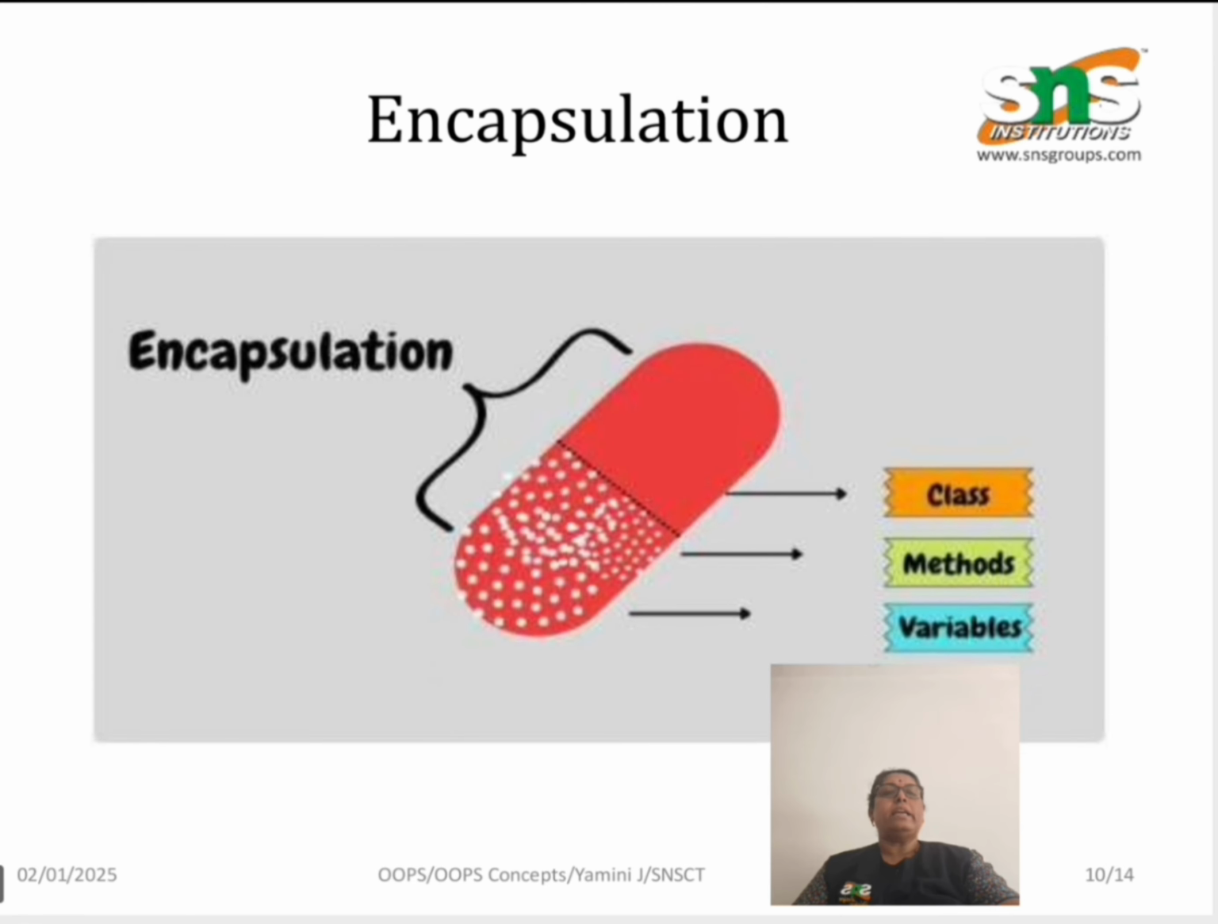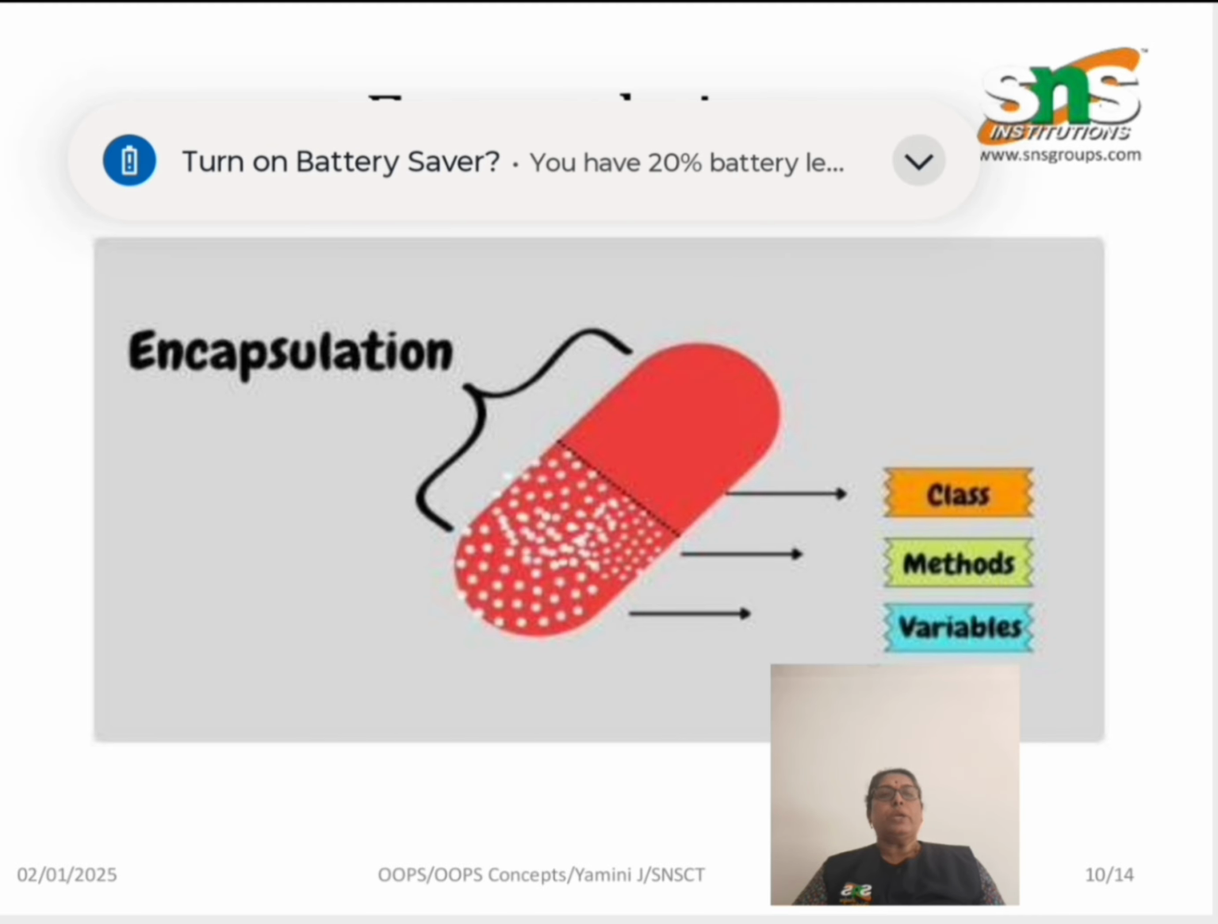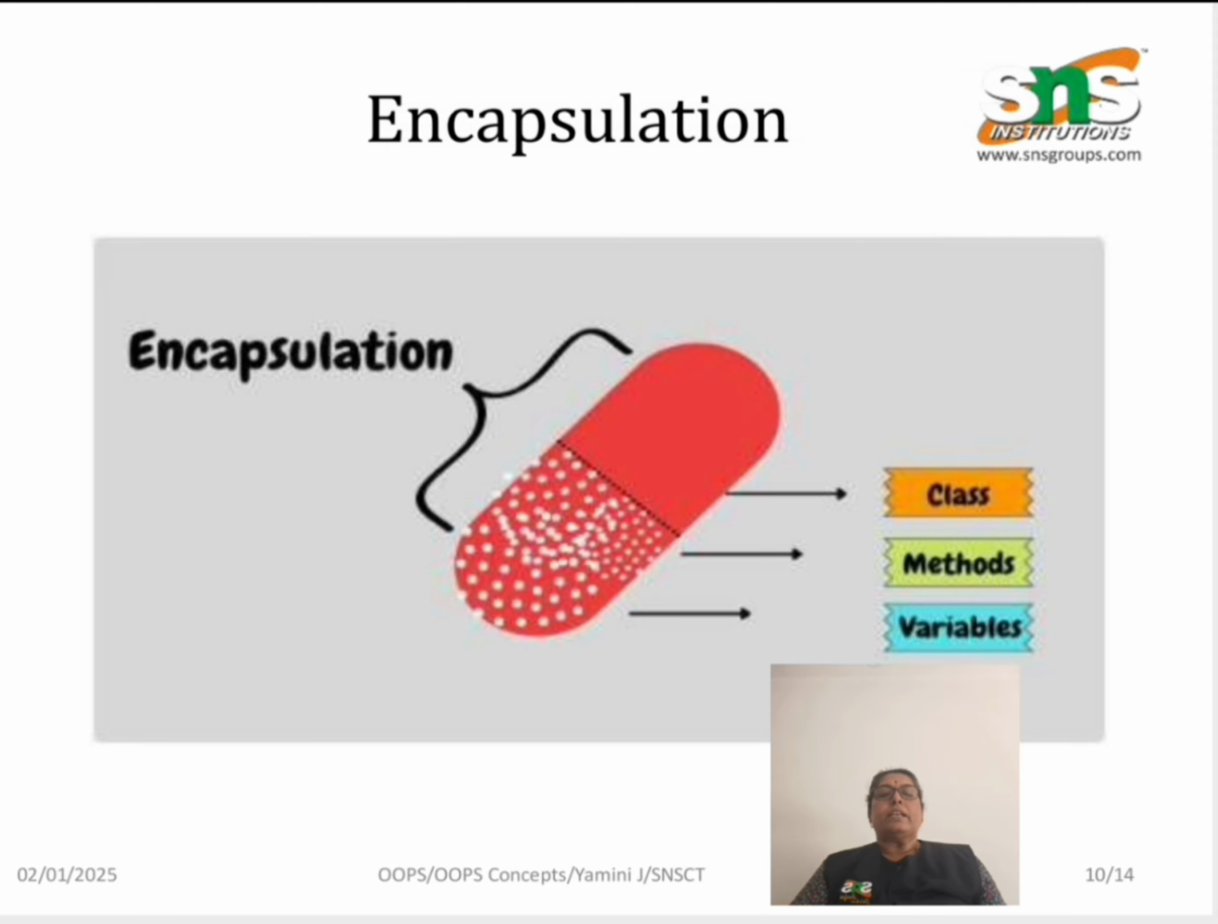Next one, encapsulation. Let's think about an example for that, a tablet. Encapsulation means wrapping data and methods together into a single unit. It protects data from unauthorized access and improves security. In Java, encapsulation is achieved using private variables and public methods.